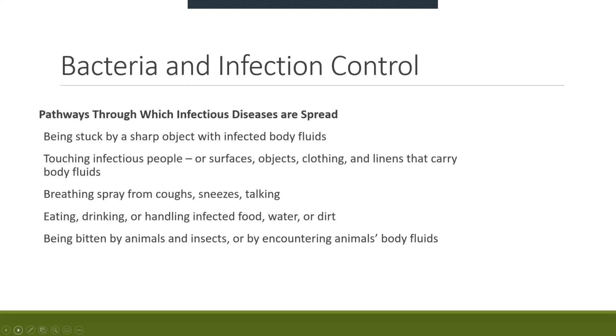Pathways through which infectious diseases are spread include being struck by a sharp object with infected body fluids, touching infectious people or surfaces, objects, clothing, and linens that carry body fluids, breathing spray from coughs, sneezes, and talking, eating, drinking, or handling infected food, water, or dirt, being bitten by animals and insects, or by encountering animals' body fluids.